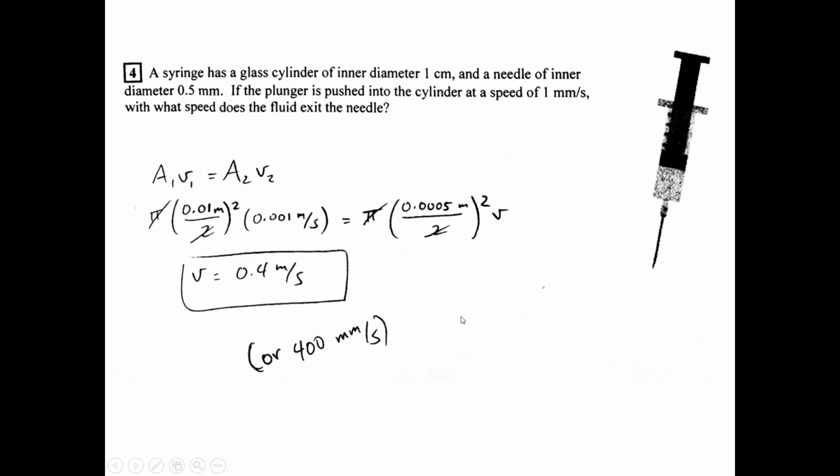And when we do that, we get 0.4 meters per second, which, putting it in the same units as it was given over here, we're pushing down at 1 millimeter per second. Down here in the needle, it's flowing at 400 millimeters per second, or 40 centimeters per second. So that's a really fast flow rate out of the needle of the syringe. And that is the end of chapter 10.